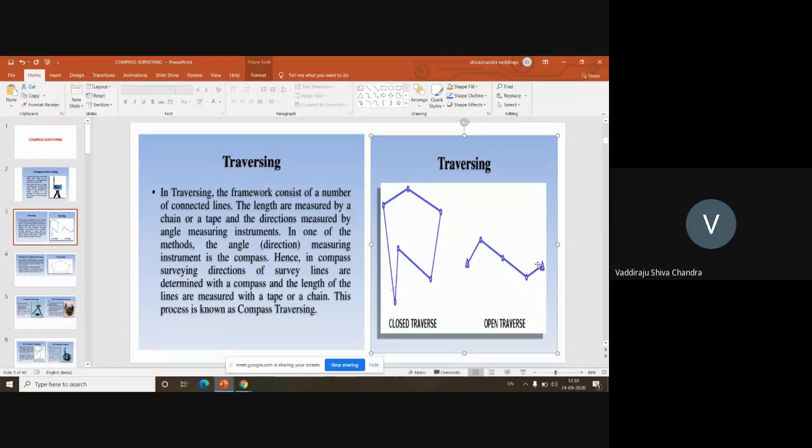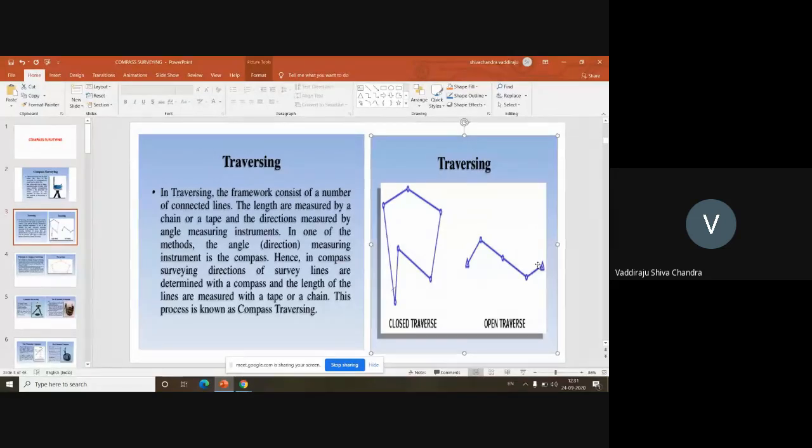So we are moving around the required boundary by making linear measurements as well as angular measurements, and then we determine the areas enclosed in between. This concept is called traversing, and this is the principle of your compass survey. These are part of your viva questions as well as some short answer questions.